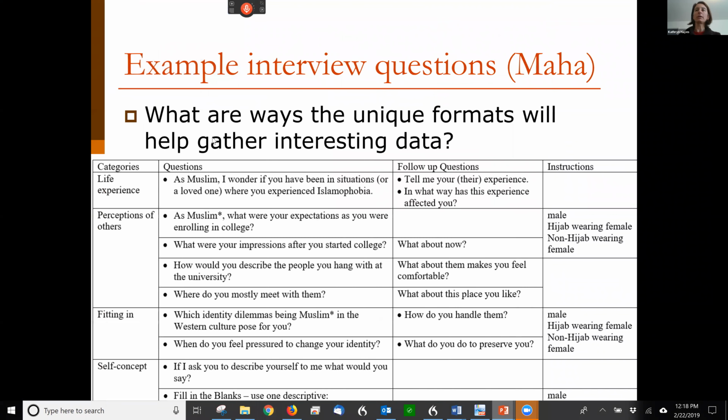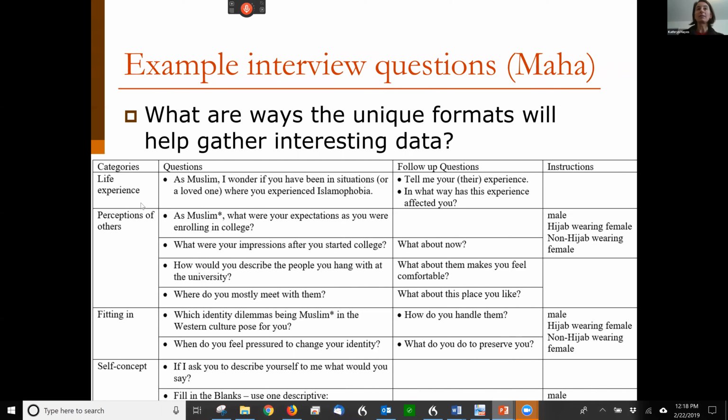So we're going to transition over to methods. I wanted to give you a couple of hints, and one of the things is looking at this example of an interview questionnaire. This is Maha's, and you can see a lot of different kinds of questions. So I wanted to show you, to encourage you to think about different ways of asking questions. You don't have to be just a straightforward question. You can also see that she's given categories. These are otherwise known as constructs.